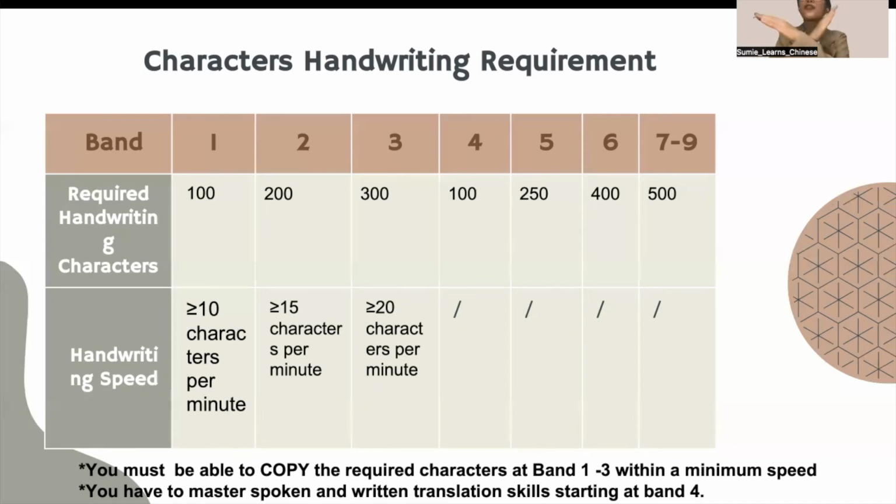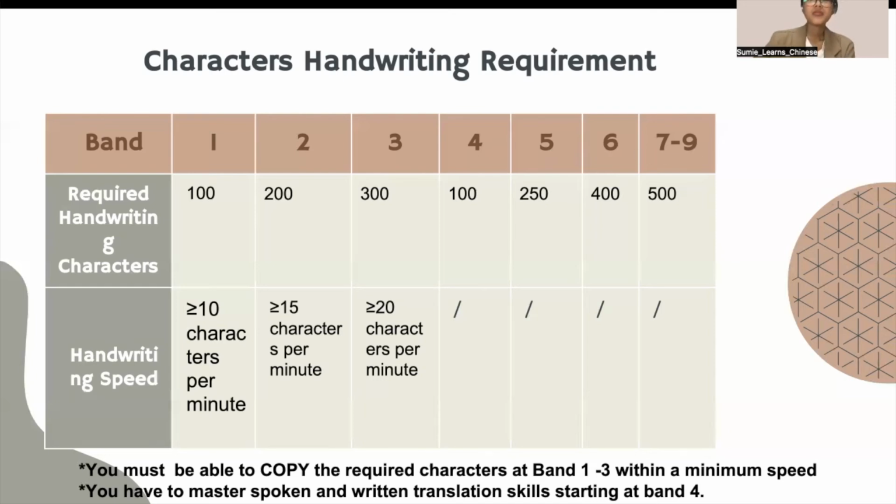The answer is no, definitely not. You have to master spoken and written translation skills starting at band 4. That means you have to write as much as you can if you attain level 4, 5, 6 to 9.